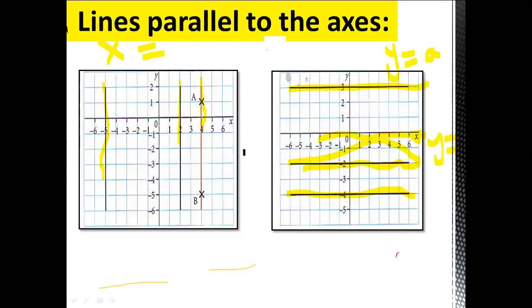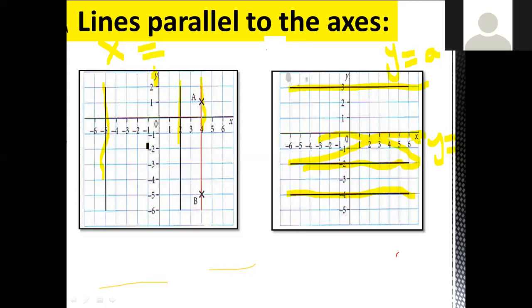Who wants to help? What is the equation of the y-axis itself? Yes, Zain. X equals 0. So for the y-axis, it's x equals 0. Excellent, Zain. And for the x-axis, it's y equals 0.